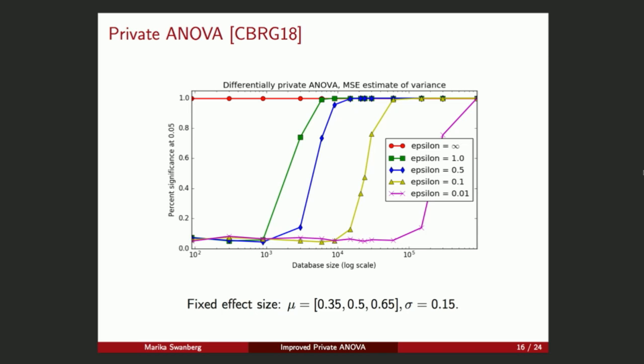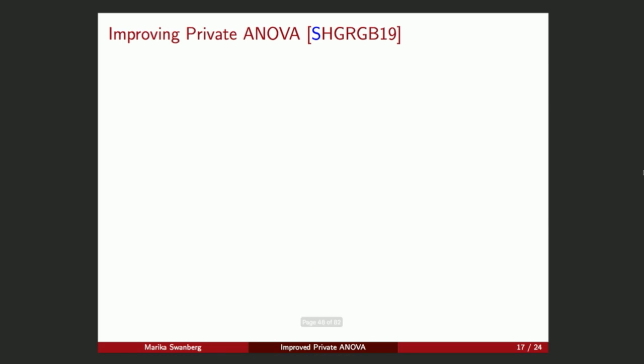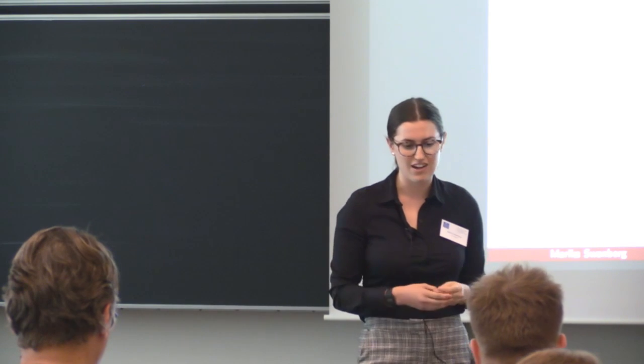And we can compare that to this red line, which is the public case. And it's sort of hard to see in this graphic, but the public test actually does require some data to reach full power. It doesn't just start off all the way at full power, but there's a huge gap between what was previously the best statistic in the private setting and the public setting. So we wanted to improve that because not all data sets have 3,000 entries.